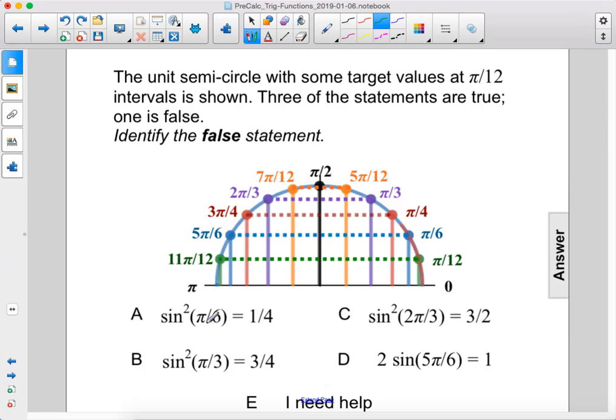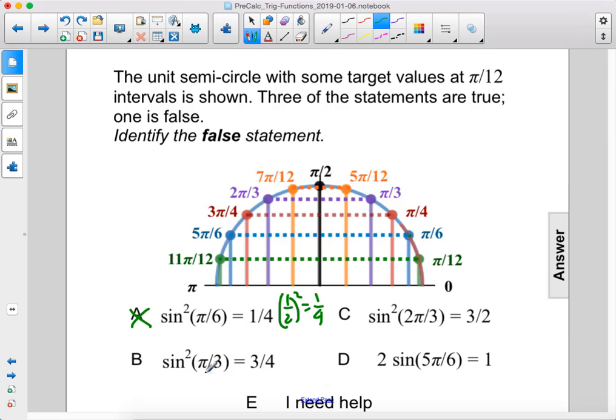So what is pi over 6? Pi over 6 is 30 degrees, and the sine of 30 degrees is 1/2. So you just square that. 1/2 squared is 1/4. So this is true.